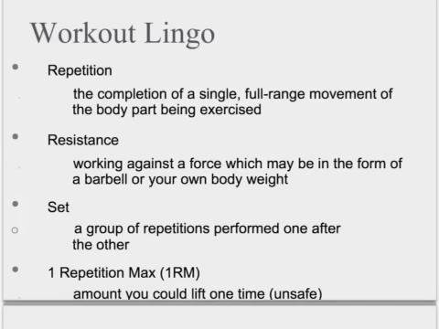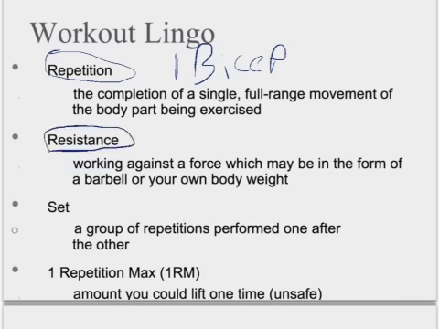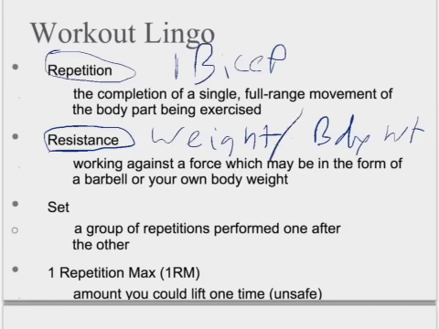Next up, when we're talking about setting up a workout, there's a few things you want to know about. First off is the repetition. So anytime we're talking about a repetition, it's one time, one single movement. So one bicep curl would be an example of a repetition. If I do one bicep curl, that could be the repetition. Resistance, most of the time resistance is going to be a weight we lift. So it's going to be the weight, or sometimes it's body weight. So it just depends on what we're doing, what type of resistance we have.